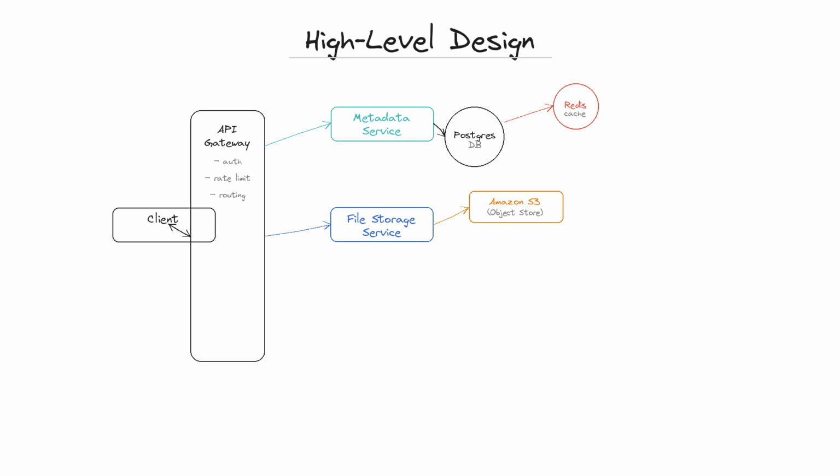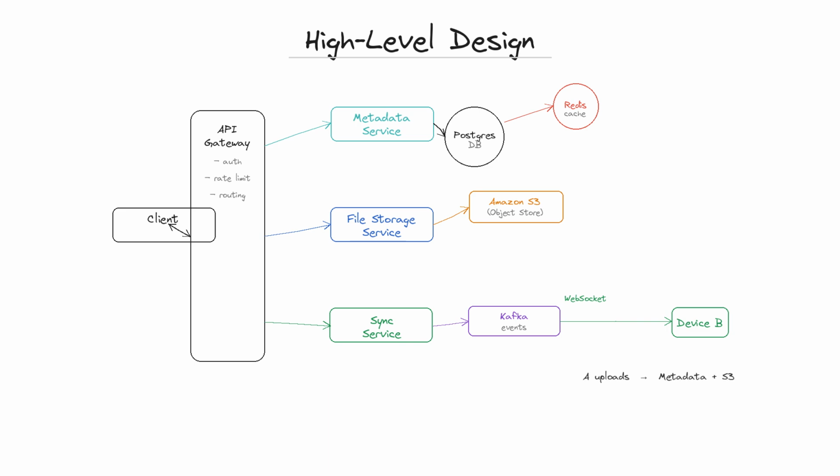Object storage is infinitely scalable, highly durable with 11 nines of durability, and designed exactly for this use case. And then there's the sync service. This is the real-time notification layer. When a file changes, other devices need to know. We use WebSockets for persistent connections. The server can push change notifications to clients instantly. We can fall back to long polling for clients that can't maintain WebSocket connections.